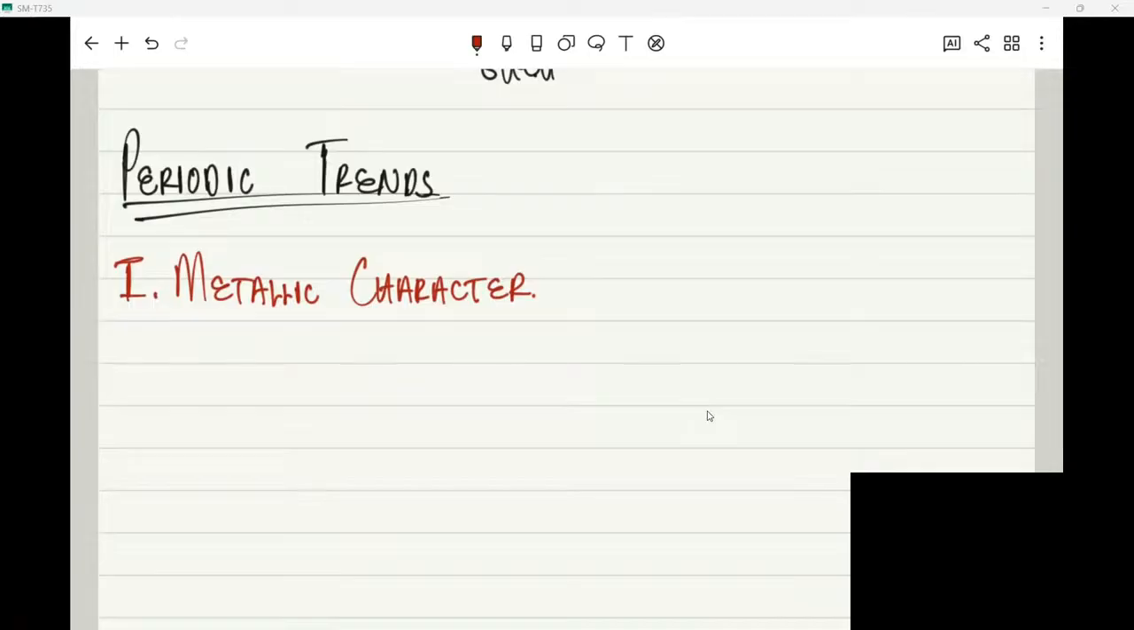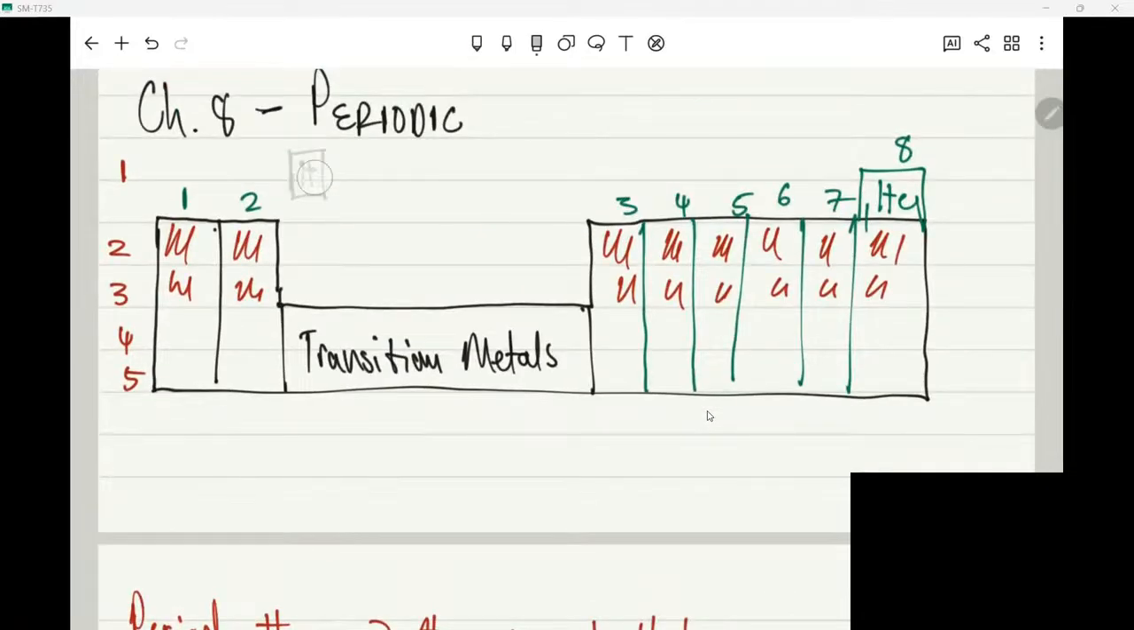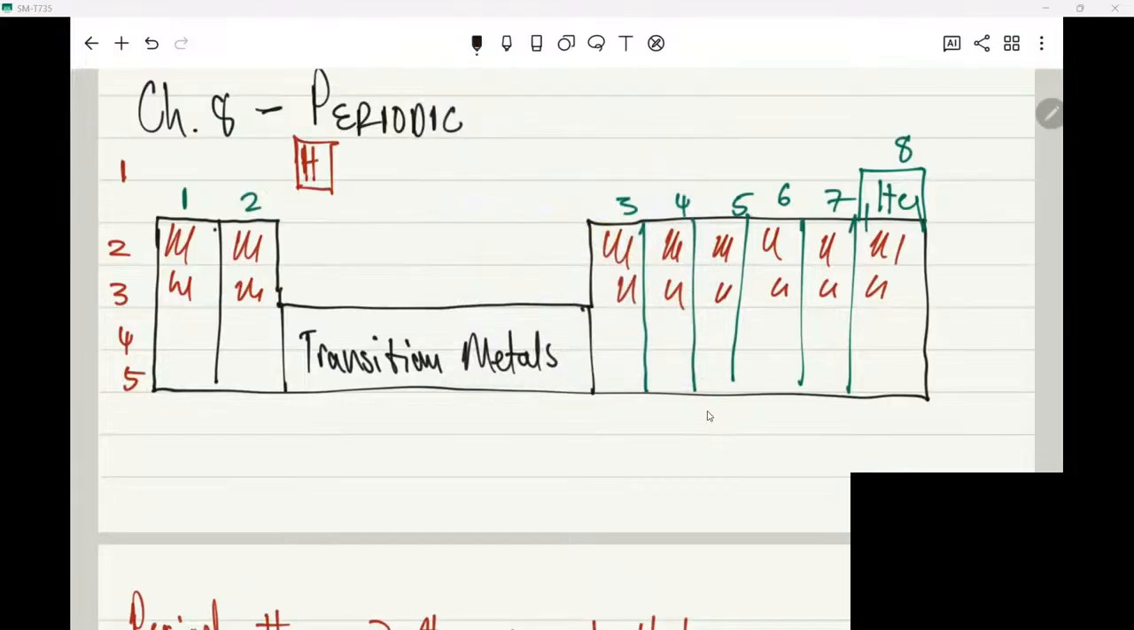What do we mean by metallic character? Here's the thing. I don't want to go too deep onto one subject because I will end up talking about bonding. I don't want to talk about bonding. I don't want to talk about chapter 2. I want to talk about chapter 8. But there are things that I want you to know.